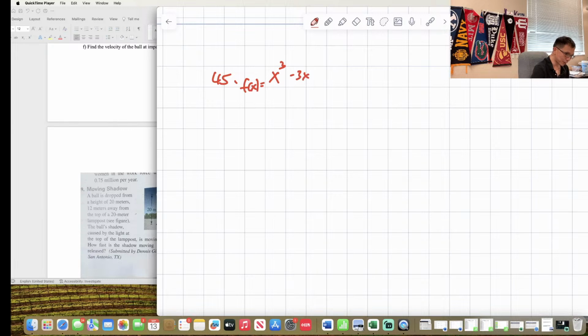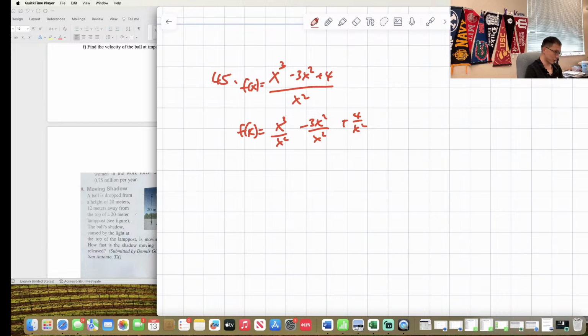45: x cubed minus 3x squared plus 4, over x squared. For me, I always do algebra first. So algebra is going to be x cubed over x squared minus 3x squared over x squared plus 4 over x squared. I split them all up because the bottom is one term. And this becomes x minus 3 plus 4x to the negative 2. That's f of x. Now, do you realize I did not take a derivative? Now I can take a derivative: f prime of x is equal to 1 minus 8x to the negative 3. So it'll be 1 minus 8 over x to the 3.